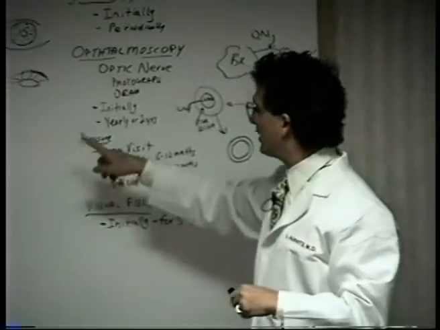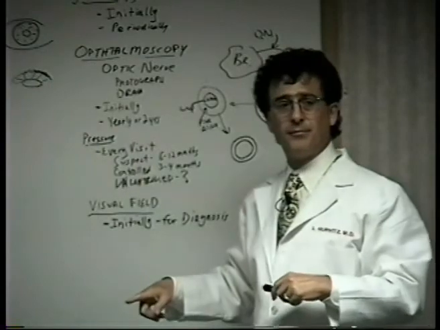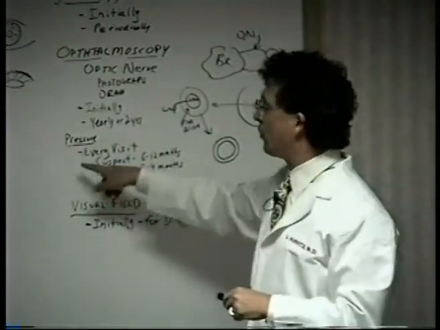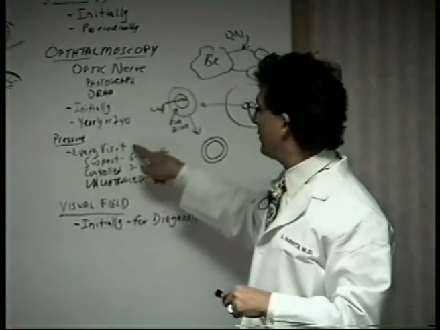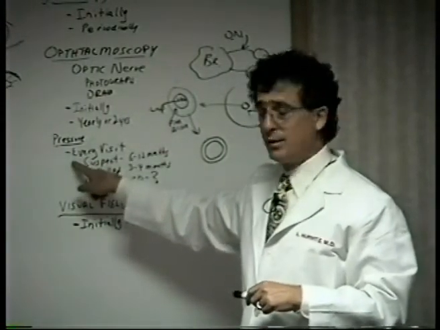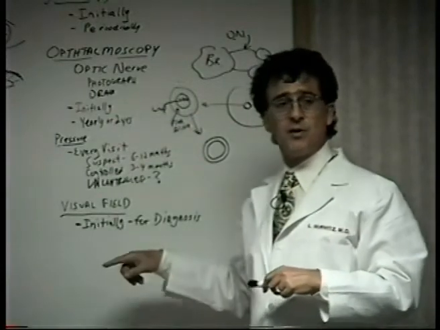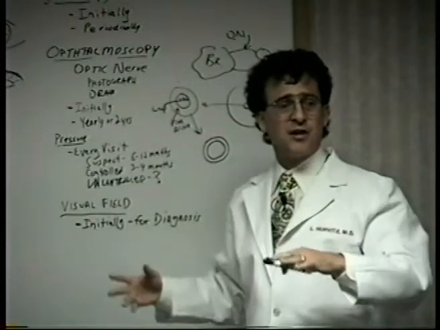Now, why would we want to check the pressure again? It varies. Right. That's the point. It varies, and it might not be borderline next time they come in. This is what we do every visit. Got it? Now, let's say they have damage on the field test. Now, what do we say they have? And it does look like glaucoma.